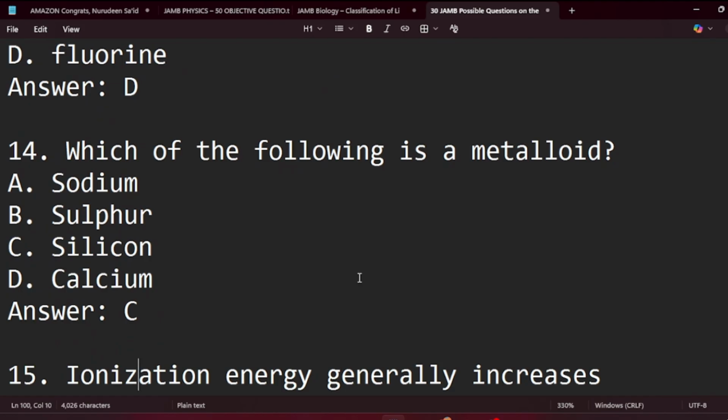Question number 14. Which of the following is a metalloid? A. sodium, B. sulfur, C. silicon, D. calcium. The answer is C, which is silicon.